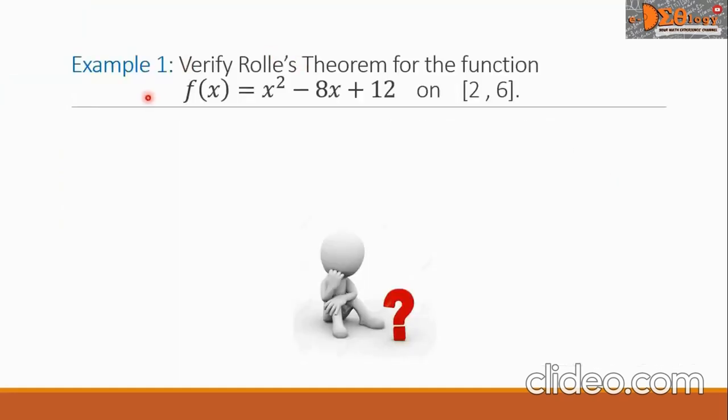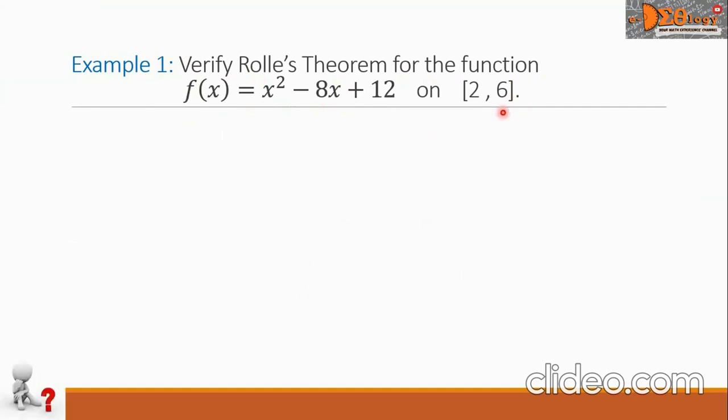Let us see example 1. Verify Rolle's theorem for the function f of x equals x squared minus 8x plus 12 on the closed interval from 2 to 6. For our solution, we take note that the three conditions must be satisfied.